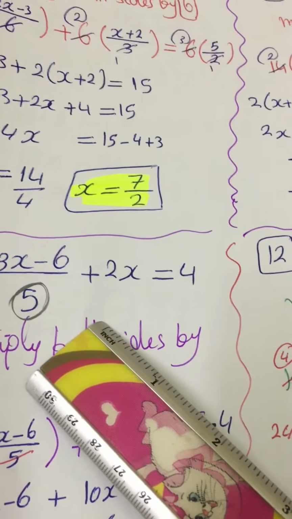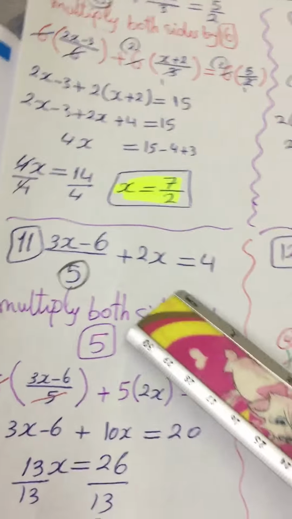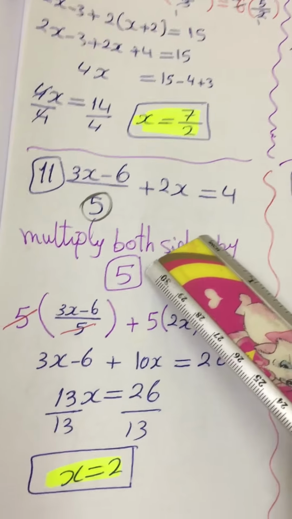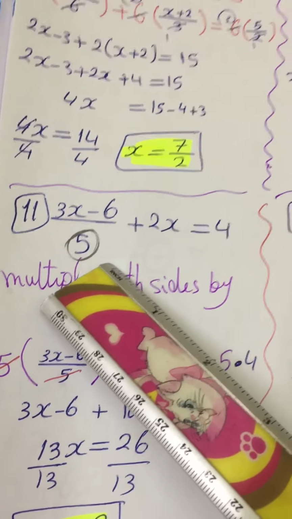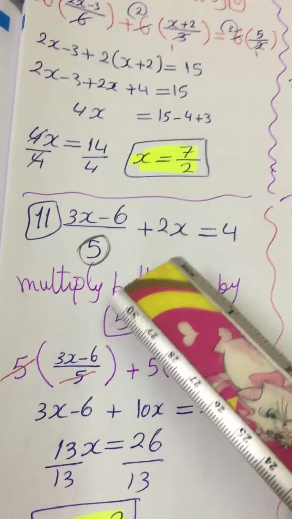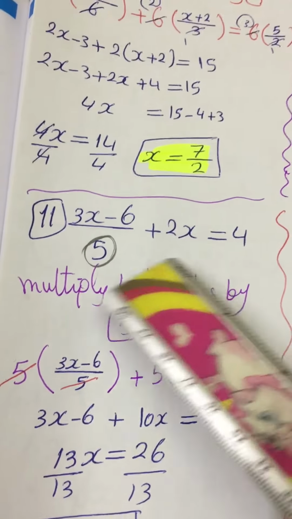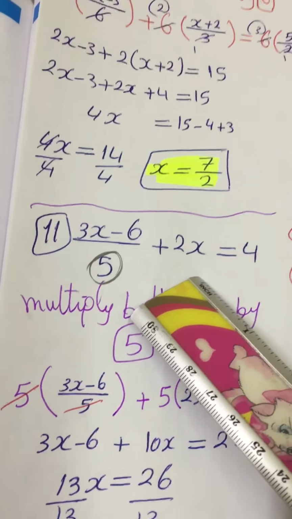I have 3x minus 6 over 5 plus 2x. This is the left side, equal 4. I want to solve this equation. So in the beginning, I want to clear the denominator. Girls, attention. When I have an equation, I'll clear the denominator.